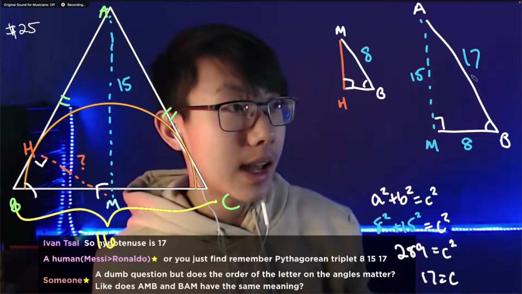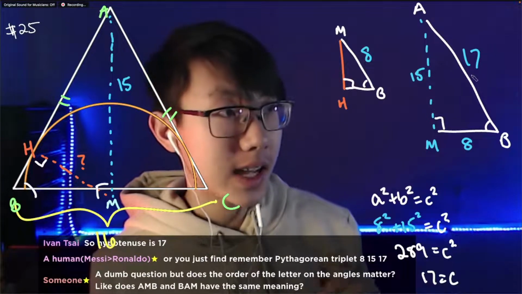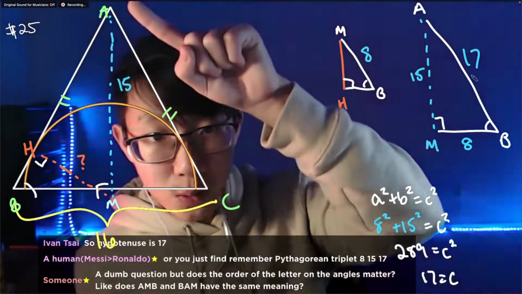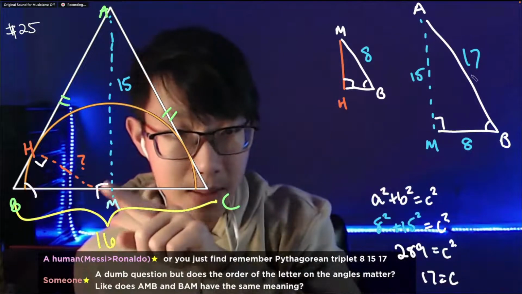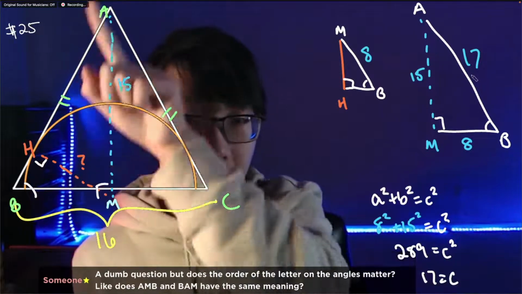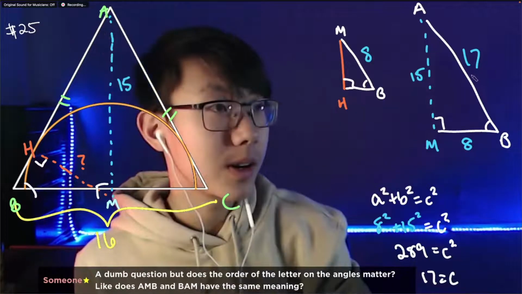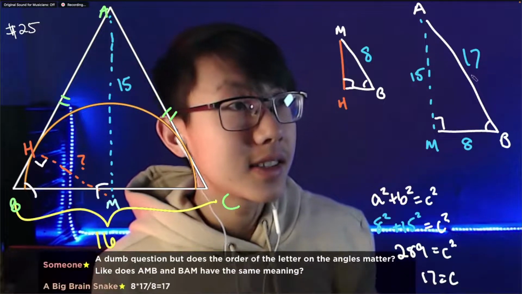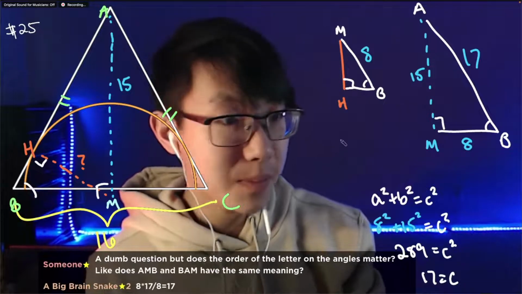Quick question on lettering the angles. Yes, so for the angles, for example, AMB would describe the right angle, right? Because M is in the middle. But BAM would describe that angle in that corner. Yeah. So 17/8, right? Perfect.